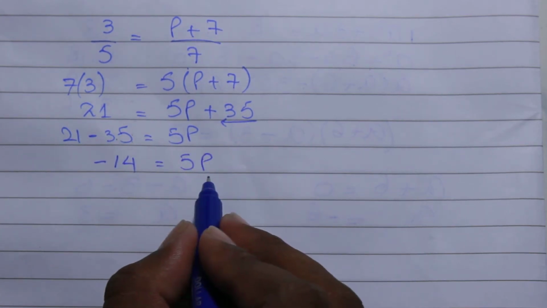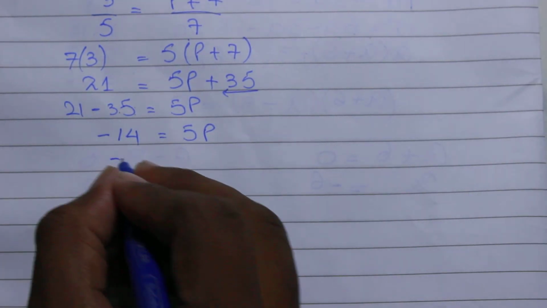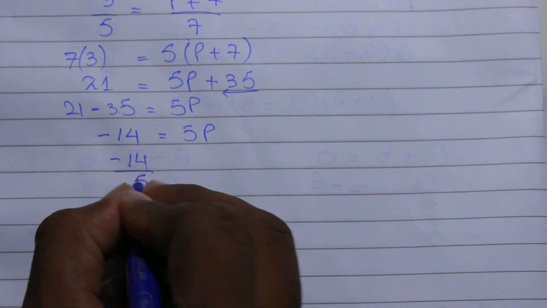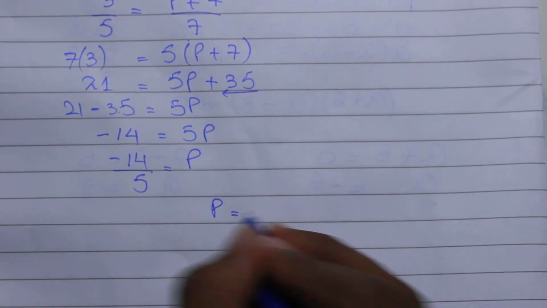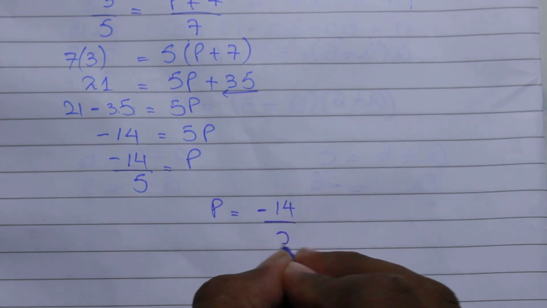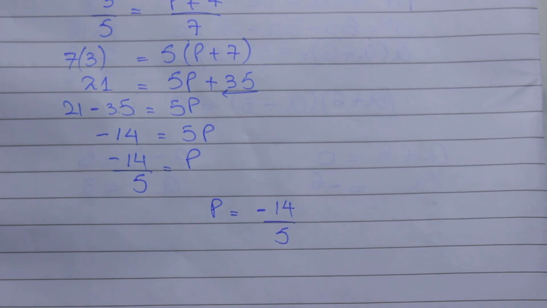Now this 5 is multiplying with the P, so it will be transposed over there and it will be divided. So minus 14 is divided by 5. This is the value of P which is required in the question. P is equal to minus 14 upon 5. They ask to find the y coordinate of point B, which is minus 14 upon 5. Thank you.